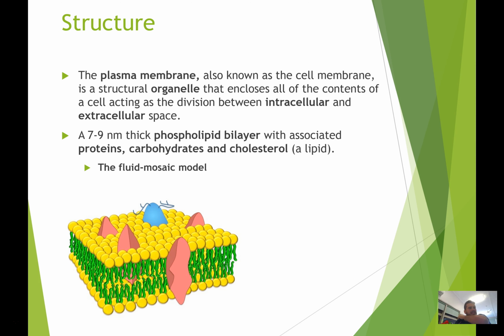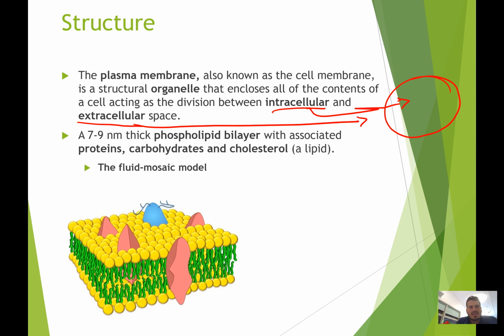All right, so what's the structure of the plasma membrane? The plasma membrane, which is also known as the cell membrane, it's a structural organelle. I don't love calling it organelle, but often it is categorized as an organelle. And what it does is it encloses all of the contents of a cell, and it acts as a division between this intracellular environment, so inside the cell, and this extracellular space outside the cell. Right? It's about 7 to 9 nanometers thick.